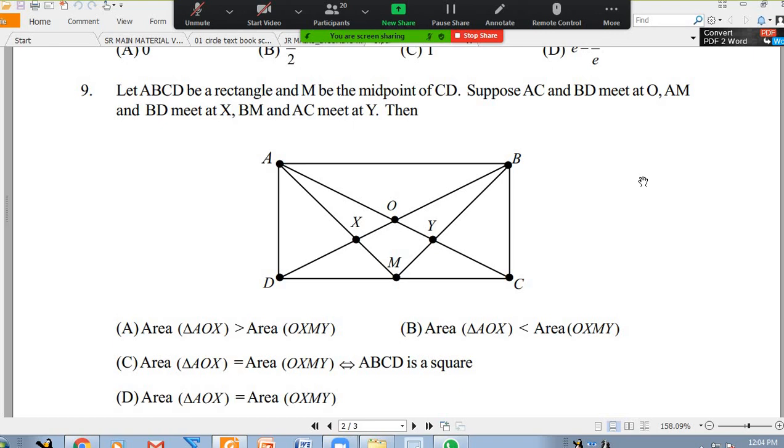Basically, they want us to compare the two areas. You can do this by coordinate geometry, vectors, complex numbers, or just by pure geometry that we do in lower classes.